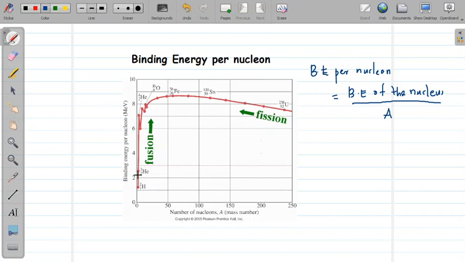So if we experimentally find out the binding energy per nucleon available for various nuclei and plot a graph with mass number or number of nucleons along the x-axis and binding energy per nucleon along the y-axis, the obtained graph is like this. The curve is like this.